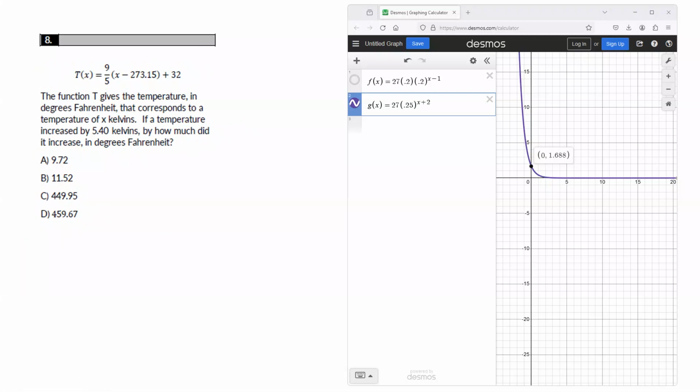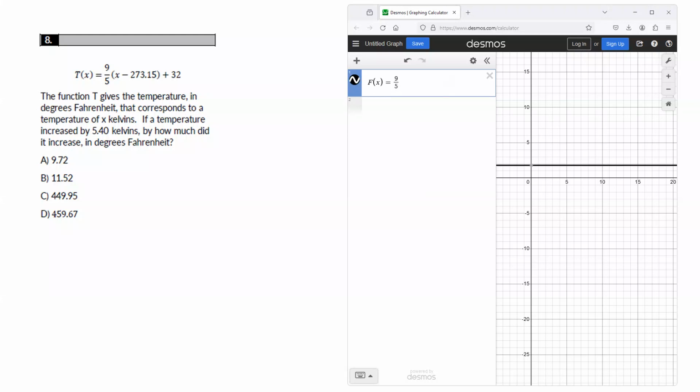Okay, so for this equation, the function T gives a temperature in Fahrenheit that corresponds to x in kelvins. If a temperature is increased by 5.4 kelvins, by how much did it increase in degrees Fahrenheit? So what we're going to do is type this equation into Desmos. We have f of x equals 9 over 5. And if you've done a lot of science, this might look familiar to you. 273 is that Kelvin number we're always using, plus 32, 32 for that Fahrenheit again.